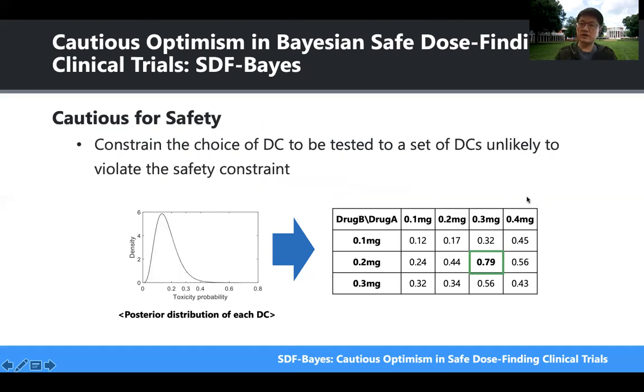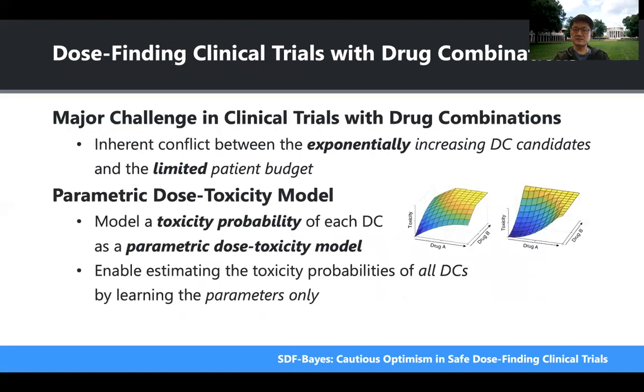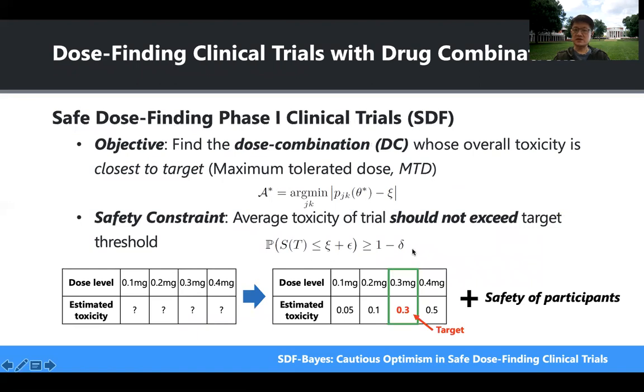The other side of the coin, though, is the safety, which brings up the second principle: cautiousness. We want to be conservative to incorporate the safety constraint. The idea here is that we want to constrain the choice of DC to only a subset of DCs, where for this subset, based on the posterior distribution of each DC, we evaluate this subset to be unlikely to violate the safety constraint that we have, given before, like this. This is our safety constraint.